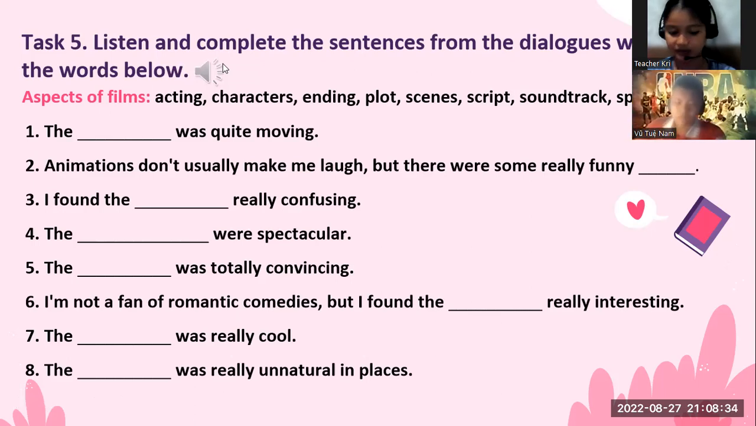Lesson 3A, Exercises 5 and 6. 1. What did you think of that? It was okay. The ending was quite moving. I know. I was crying at an animated film. How embarrassing. Me too. Oh well. Animations don't usually make me laugh, but there were some really funny scenes. Yes, like the one on the boat. I loved that. So did I.